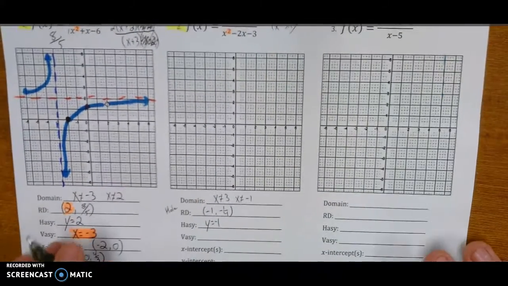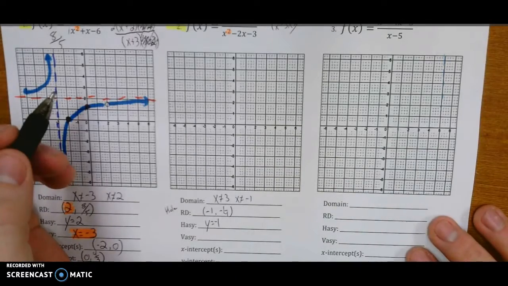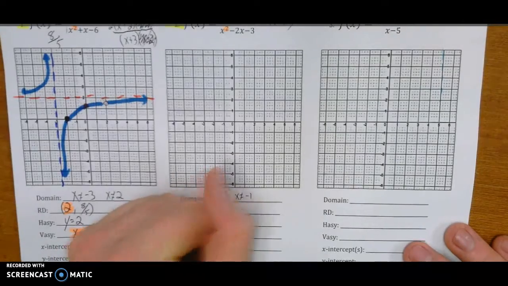And I should have mentioned at the beginning, but I think you guys know by now, if I'm going too fast or you don't understand something or you need a second to write it down, feel free to give the video a pause. All right, vertical asymptote, the VA, it's going to be x equals something.